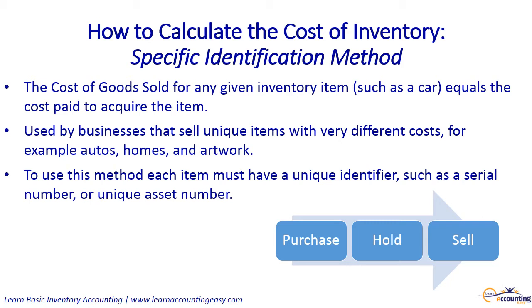So this is going to be used by businesses that sell unique items with very different costs. For example, autos, homes, artwork. And to use this method, each of the items, they have to have a unique identifier, such as a serial number or a unique asset number. And all we do is when we sell the item, we look back to what did we pay for it, and whatever that amount is, that is what we record as cost of goods sold.